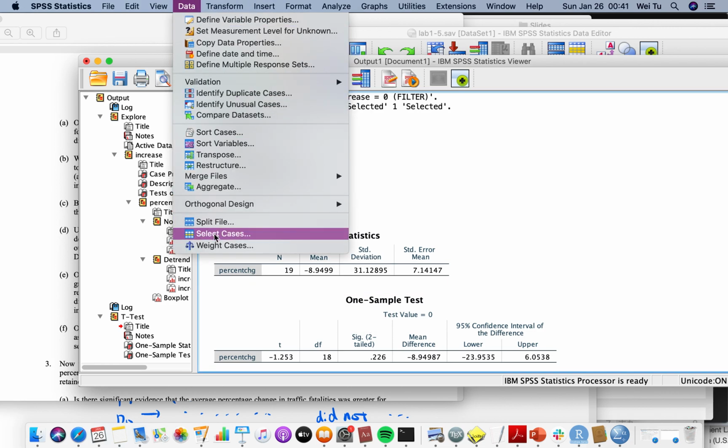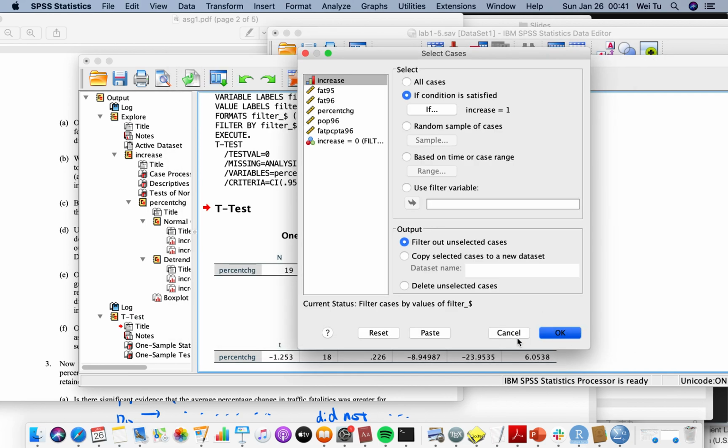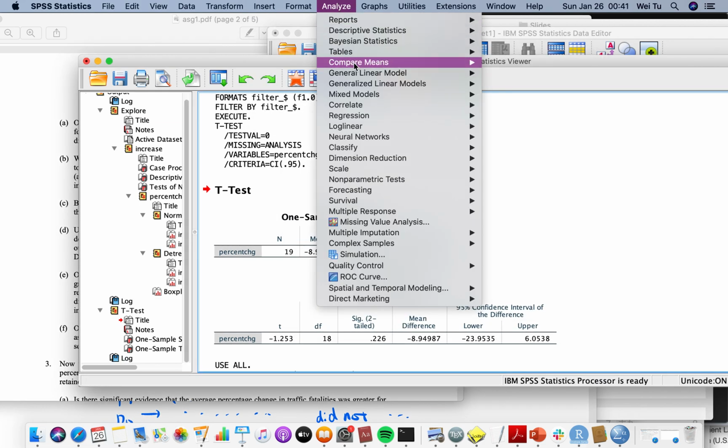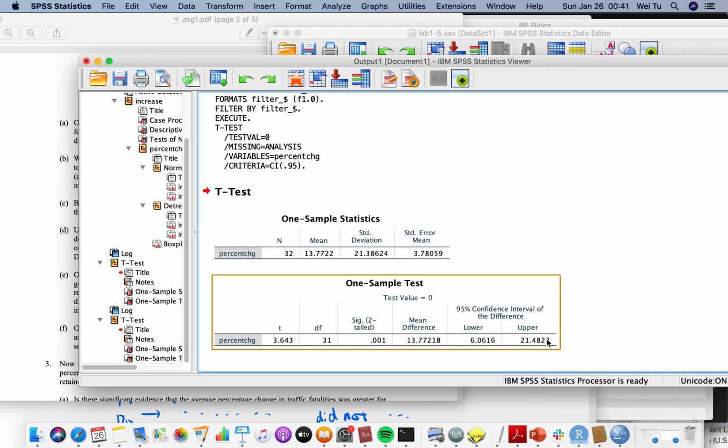So we do data and then select cases. Instead of increase equal to 0, we're going to put this as 1. So we're choosing the yes states, and then we click OK, and then we do the same thing again. So analyze, compare means, one sample t-test, and we will see that the p-value is very small.